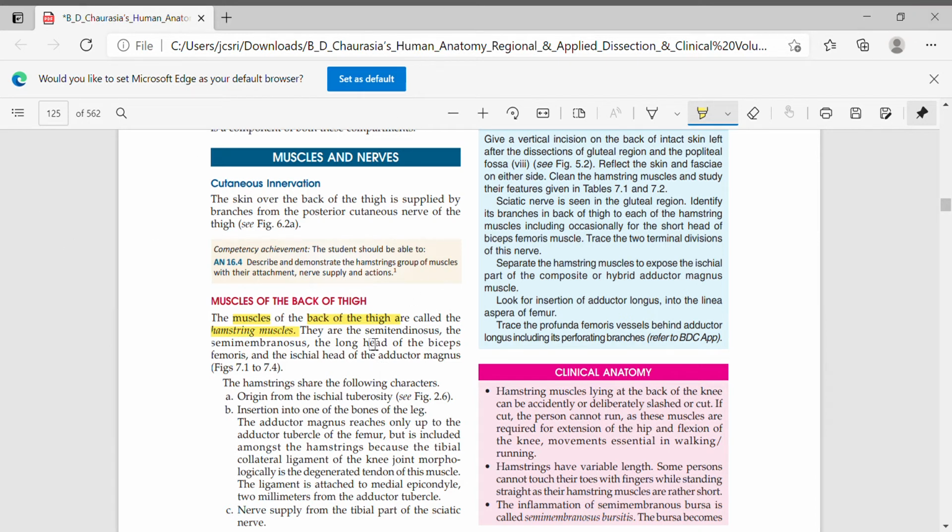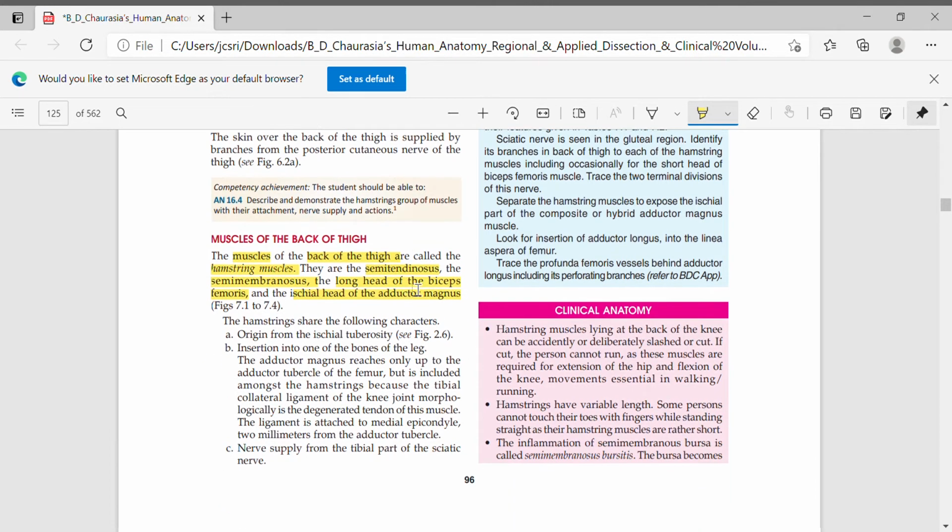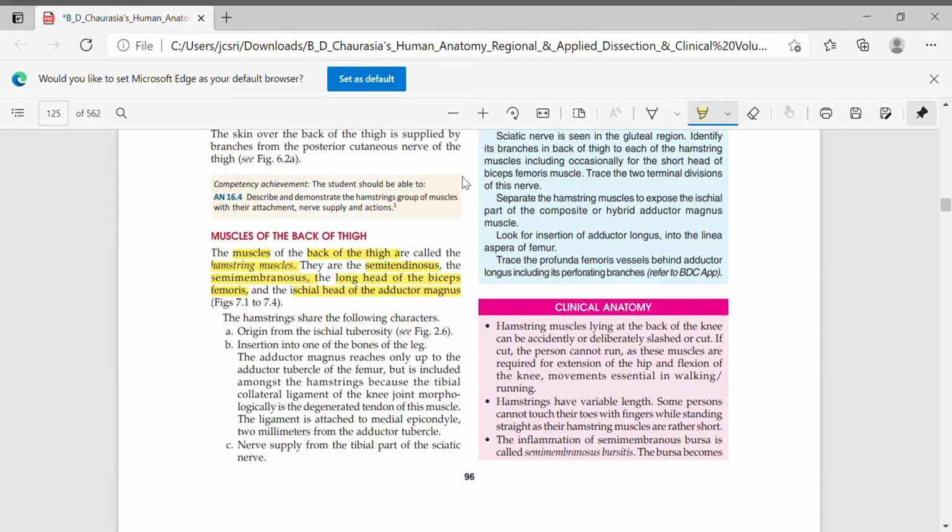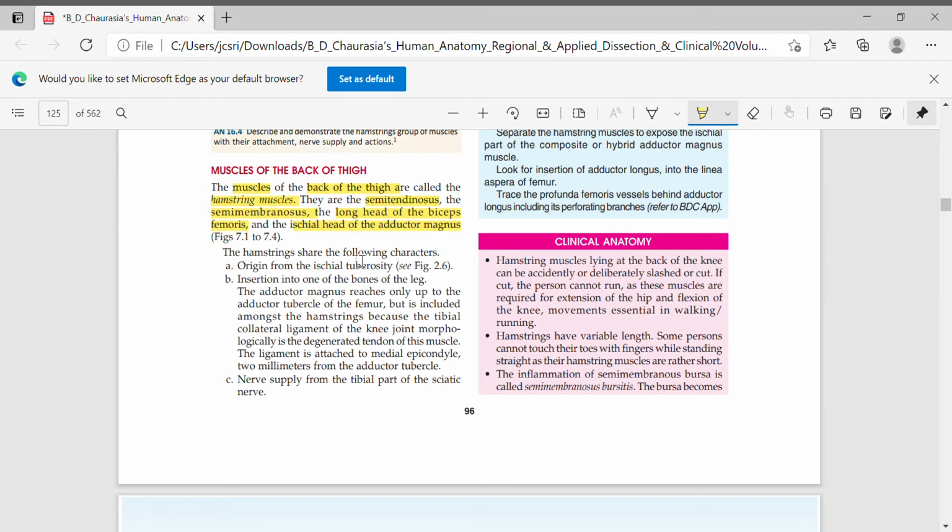It includes semitendinosus, semimembranosus, long head of biceps femoris, and the ischial head of the adductor magnus. So the names of the hamstring muscles are an important MCQ question. What are the features that hamstring muscles follow, or the characters to say that it is a hamstring muscle?